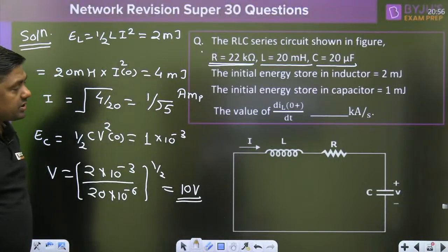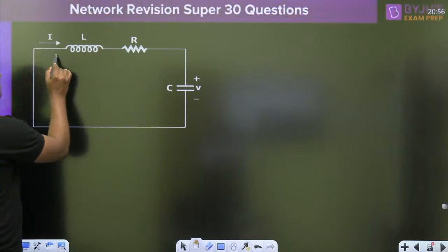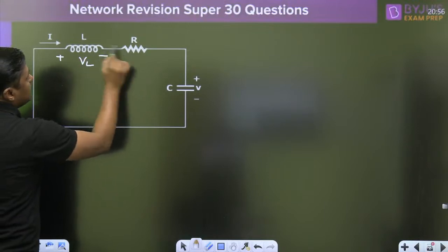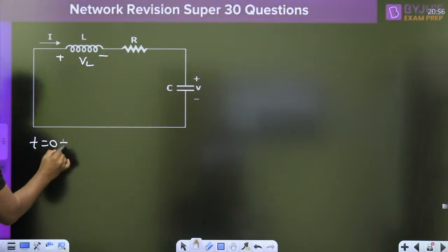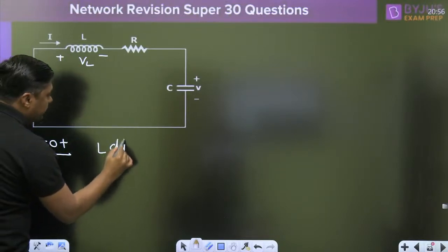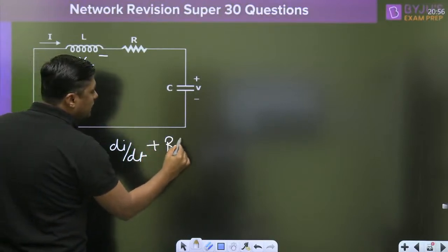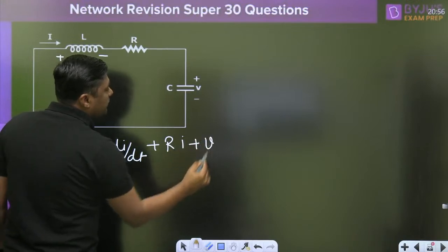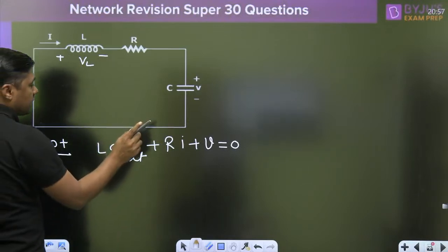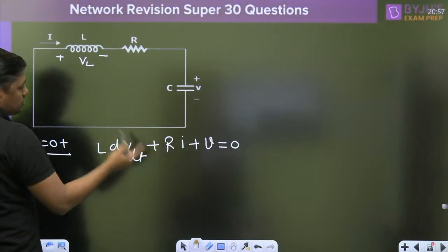Once you get the value of this voltage, then simply in this diagram write down the equation. This is the VL, right? This is the current IR. So exactly at t equal to 0 plus, what is the equation? What is the voltage across the inductor? L di by dt, plus Ri, plus V is equal to 0. Now what is the initial value of the current? It is known, right?